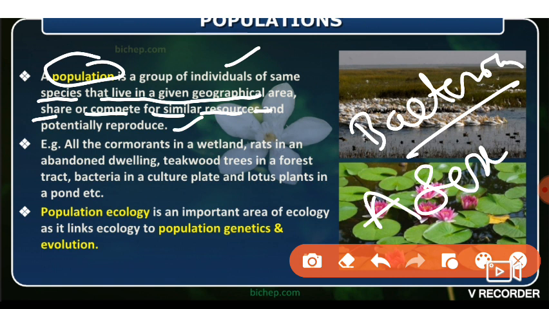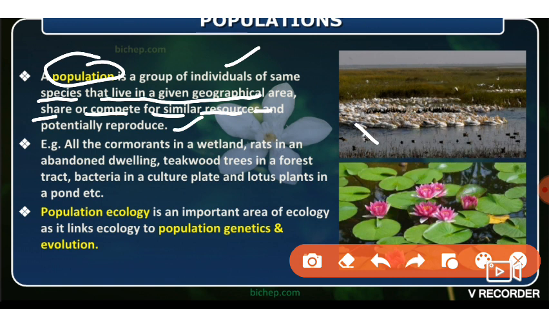And here, students, we can take some examples of population. The first is all the cormorants in a wetland. In a wetland, these cormorants are there.